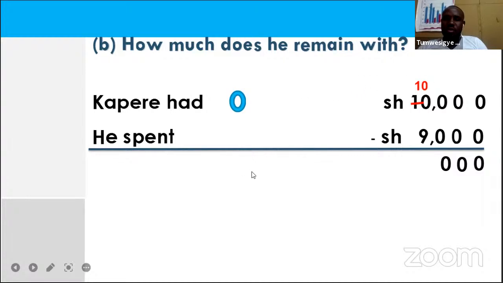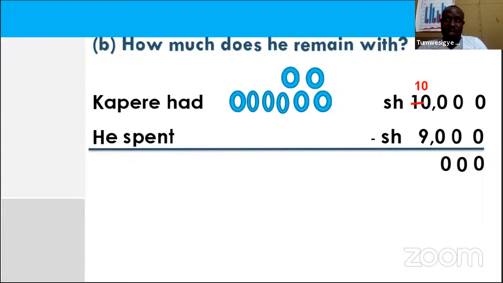Okay, but where did we get the answer from? We have to draw our balls, our counters, and we are counting the first one. Okay, the first one is here. 2, 3, 4, 5, 6, 7, 8, 9, and 10.